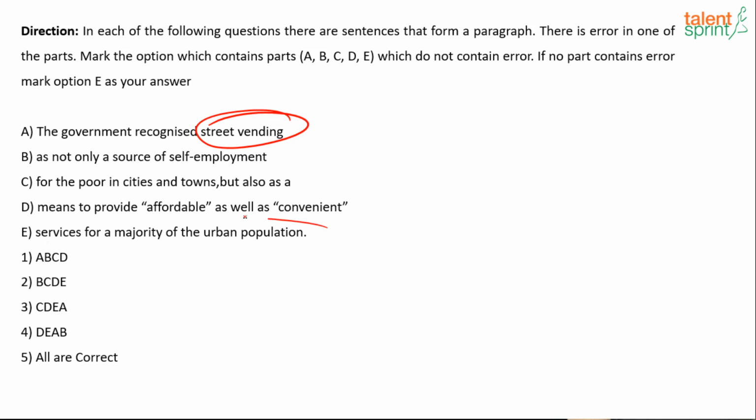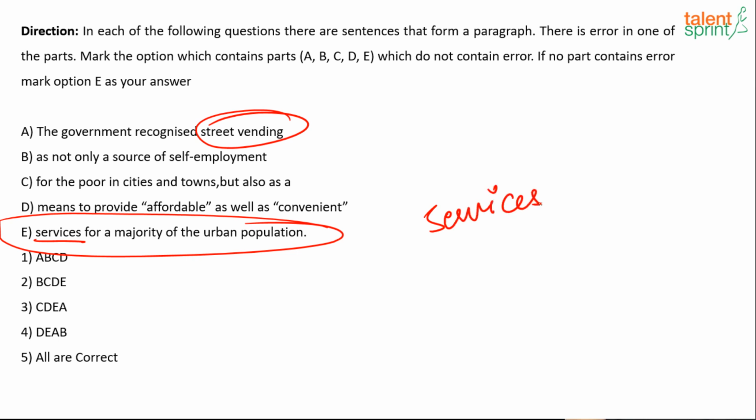Now if you look at statement E, what do we have in statement E? We have a plural form of services. But why are we using services if we are only talking about one service that is mentioned over here, that is street vending? So it should not be services, it should be service.